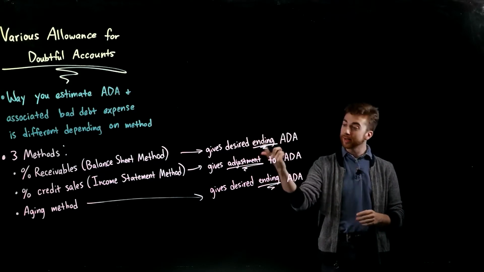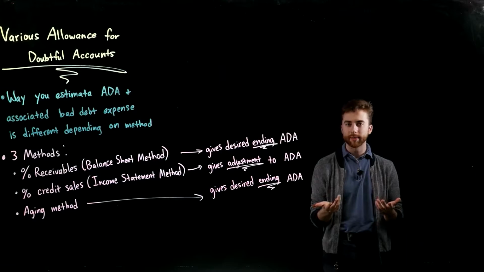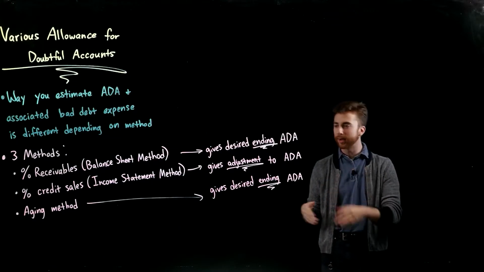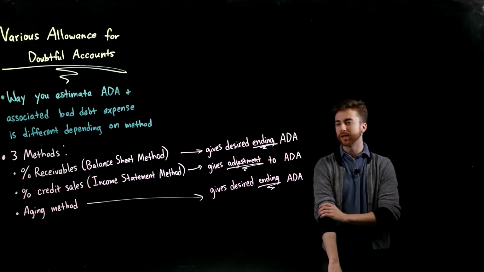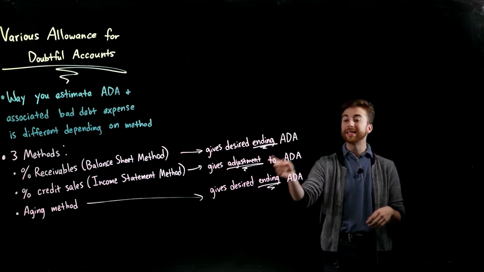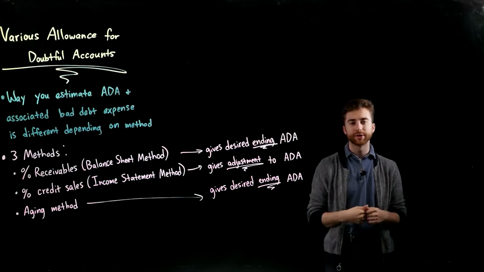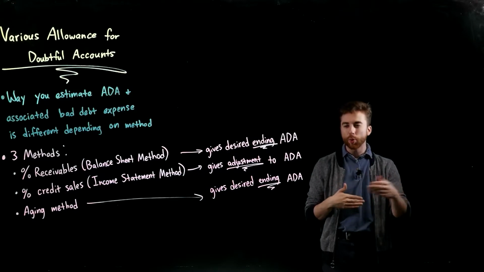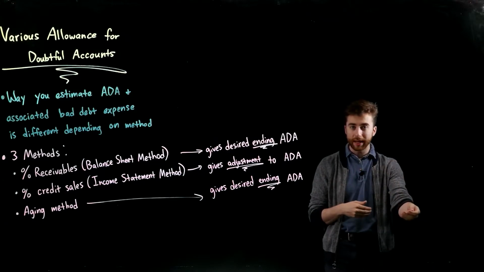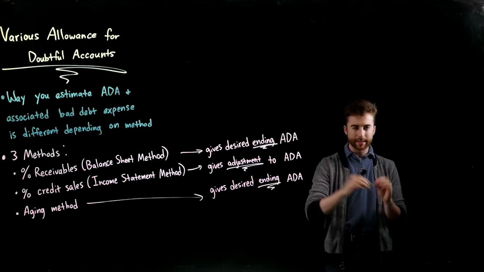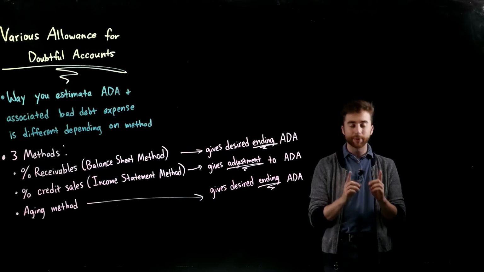Whereas the percent of credit sales method is known as the income statement method because it uses the sales or the revenue item from the income statement as opposed to the receivables from the balance sheet. And thus what we get when we do that, the percent of the sales, is the adjustment to the allowance for doubtful accounts. Not the desired ending allowance for doubtful accounts, but really what you recognize as an additional allowance for doubtful accounts, which is basically your bad debt expense or your uncollectible accounts expense, depending on what you call it. We'll get into the details of that with an example in just a second.